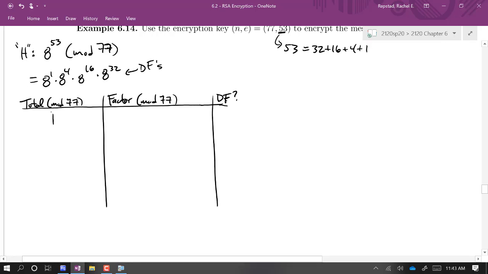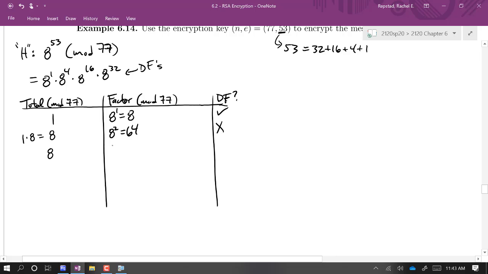Total always starts at 1. The factor is 8 to the first, which is 8. This is a desired factor, so our new total is 1 times 8, or 8. Our next factor is 8 squared, which is 64, already reduced mod 77. This is not a desired factor, so our total holds at 8.